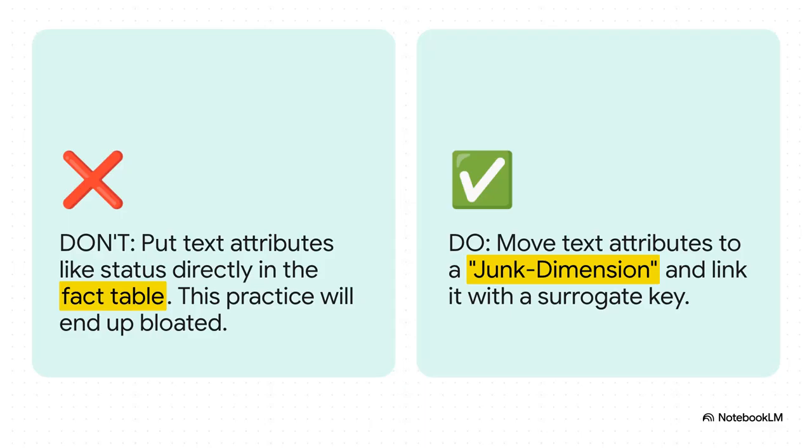Okay, mistake number one, putting descriptive text, like an order status, right into your fact table. I get why people do it. It seems easy, but it just bloats your most important table and makes it way bigger than it needs to be. The right way to do this is to move those miscellaneous text fields into what's called a junk dimension. Seriously, think of it like a utility drawer for your data. You just link to it, and that keeps your fact table clean, efficient, and way more scalable.